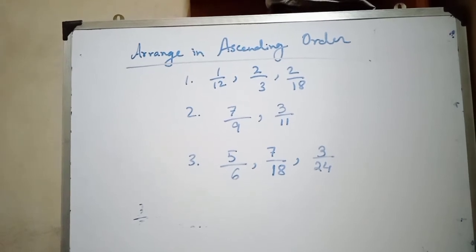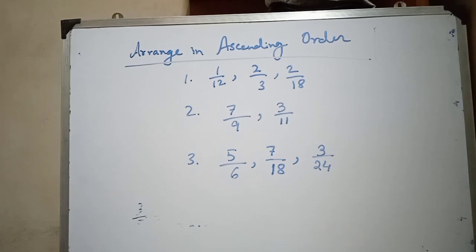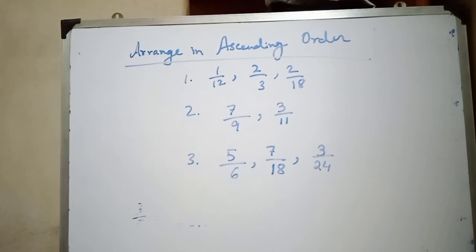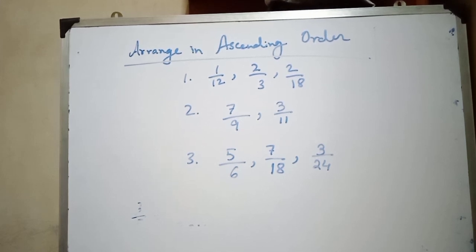Girls, this is your homework. You have to arrange them in ascending order. The first set is given as 1 by 12, 2 by 3 and 2 by 18. The second one is given as 7 by 9 and 3 by 11, and the third one is 5 by 6, 7 by 18 and 3 by 4, 24. You can use any method, but here, as you can see, the denominators are different, so we will use the LCM method, the last method that I have taught you. Okay, this is your homework. Then we will proceed to the next portion.